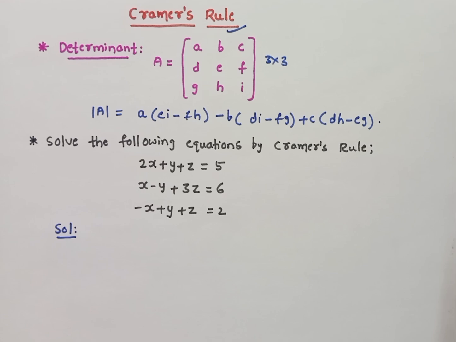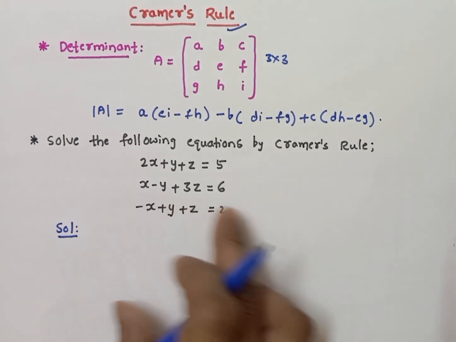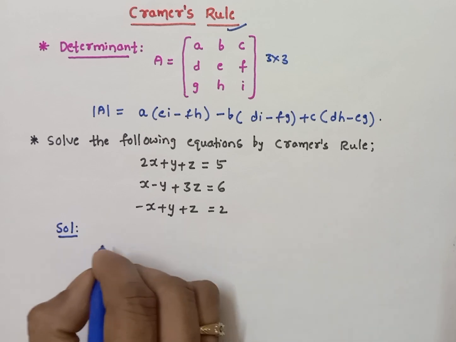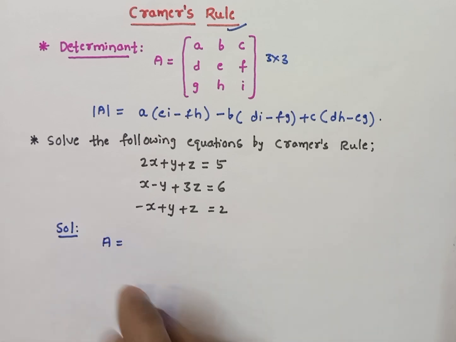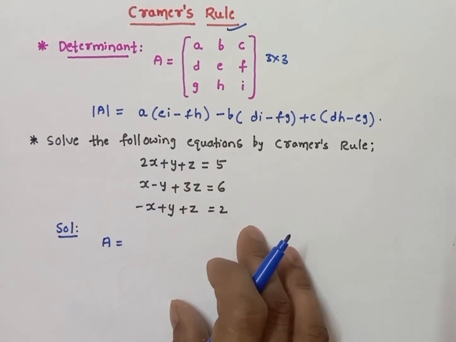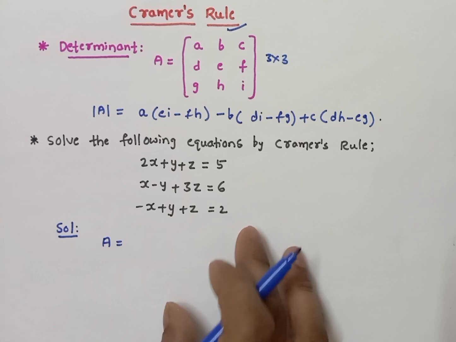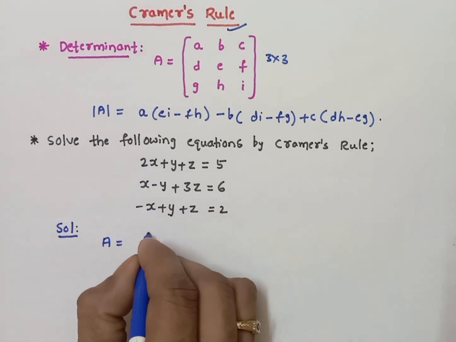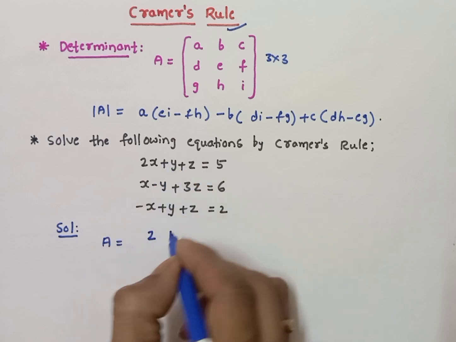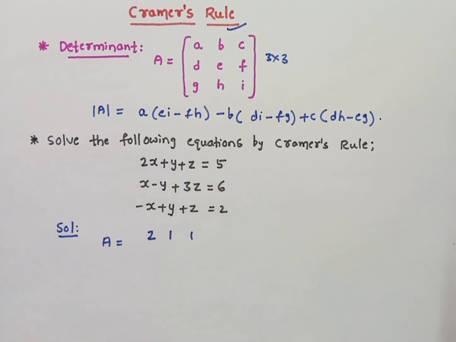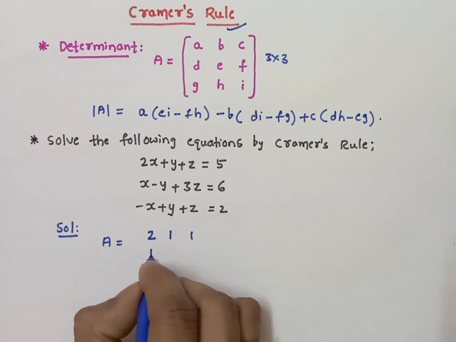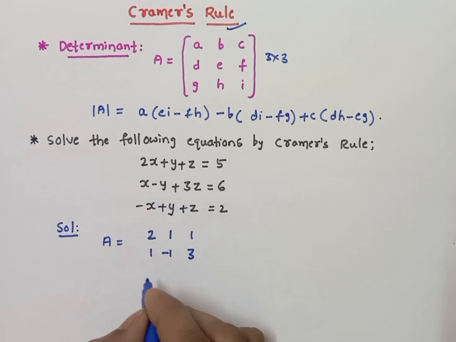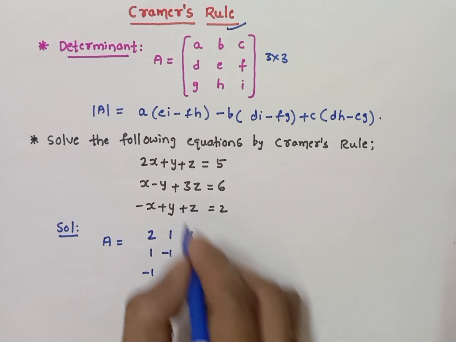Listen here. First, whatever equations are given to you, from those we have to make the matrices. Let us take matrix A first. How do you get matrix A? Take all the coefficients of the variables. Here the x coefficient is 2 in the first row, y coefficient is 1, and z coefficient is also 1. Similarly, you can write the second row: 1, minus 1, and 3, be careful with the symbol. And finally minus 1, 1 and 1.